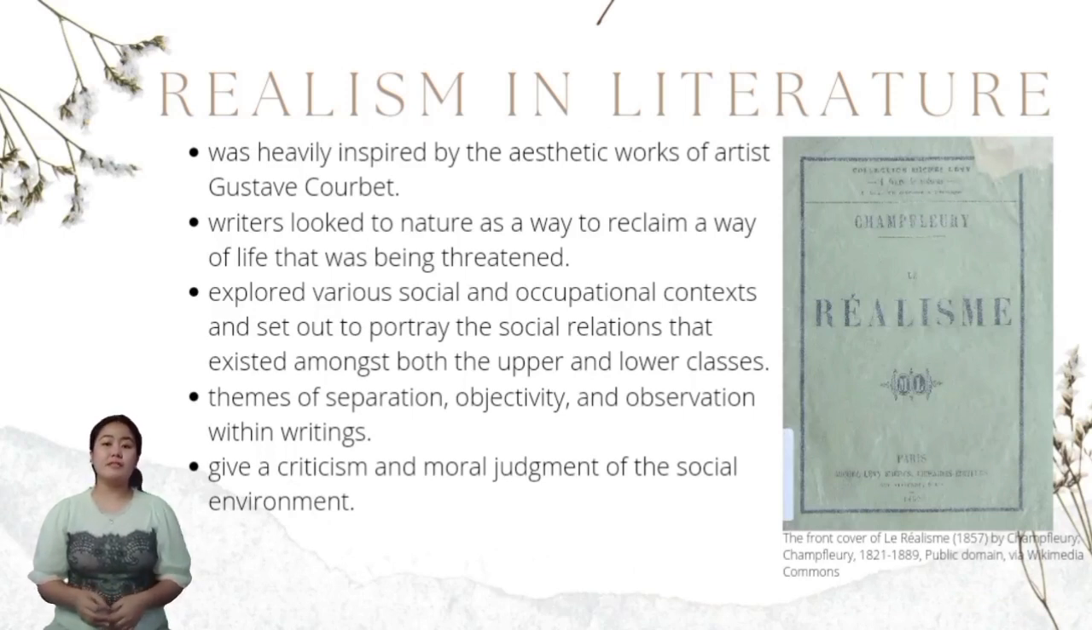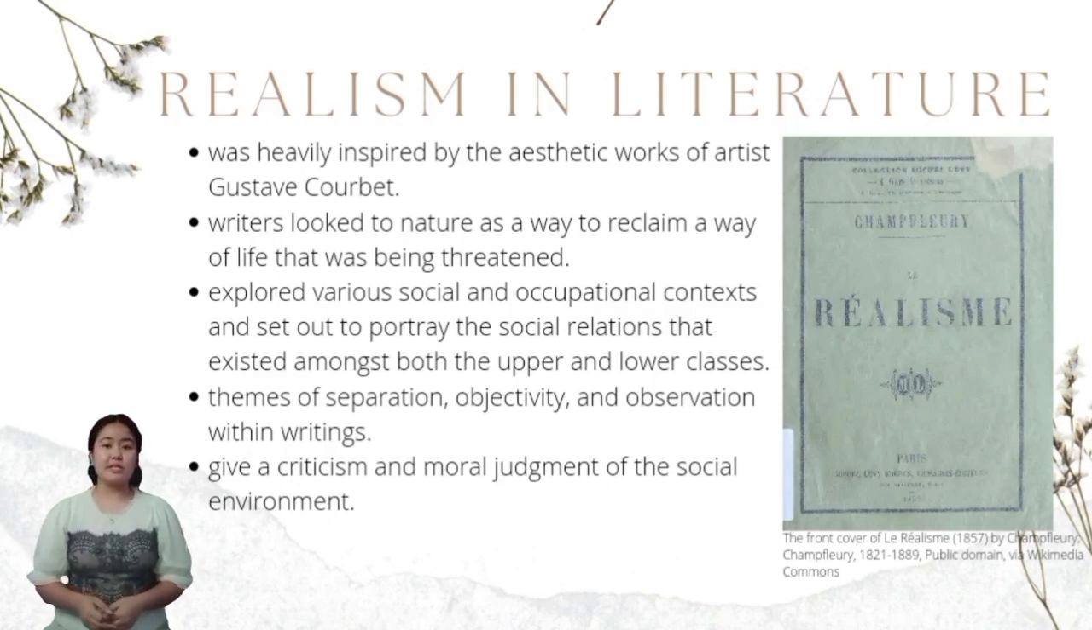The critical manifesto Le Réalisme was written in 1857 by a popular French author known as Champfleury, which went on to define realism in his writings. Other significant realist writers were the brothers Jules and Edmond Goncourt, who wrote Germinie Lacerteux in 1864. Within their writings, they explored various social and occupational contexts and set out to portray the social relations that existed amongst both the upper and lower class.